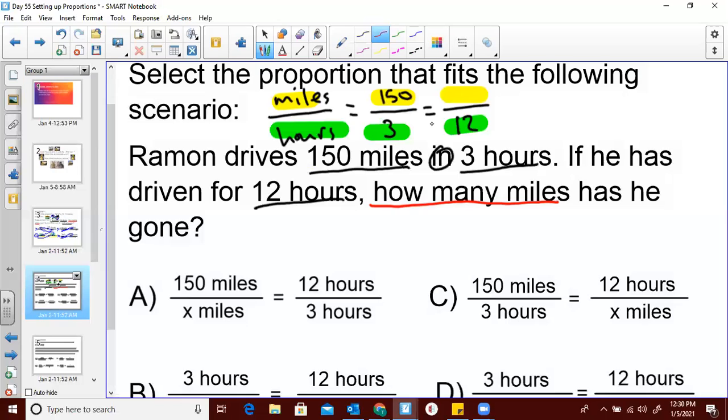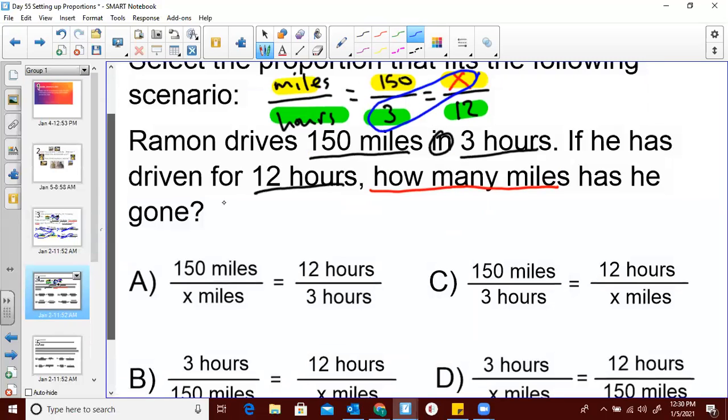So it's asking us a question, and we don't know. So we're just going to put our X in for miles in our second fraction. All right, and we're going to see where X's partner is. Remember, the partner is diagonal across. So let's come down here and look for where X and 3 match up.